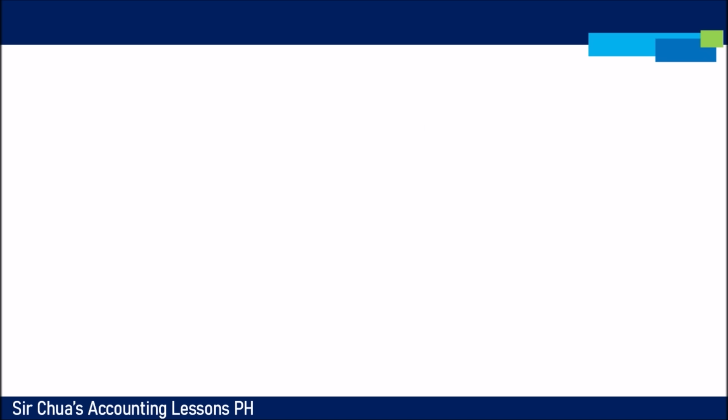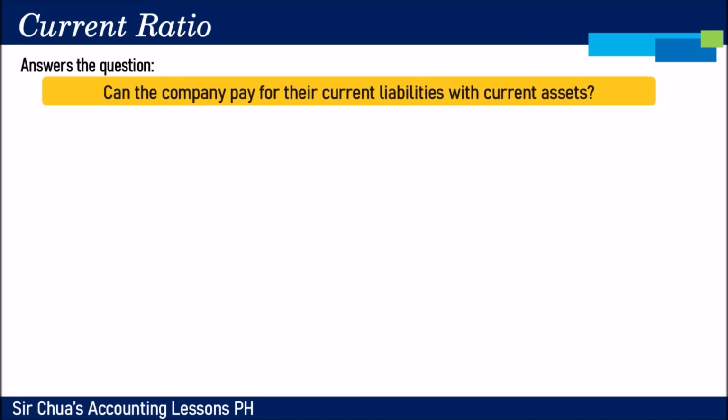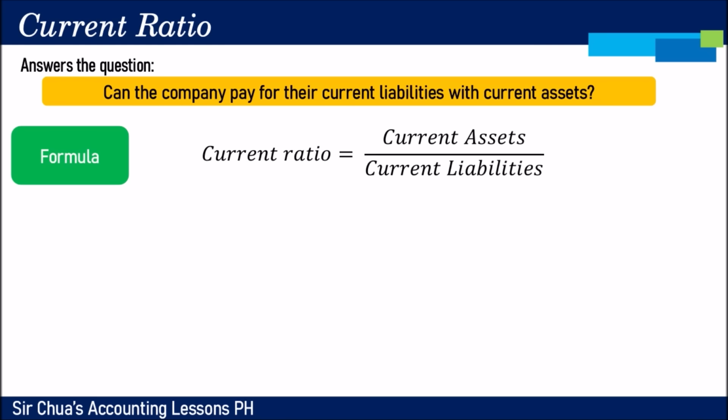Okay? Let's first talk about the current ratio. The current ratio answers the question, can the company pay for their current liabilities with current assets? Kaya bang magbayad ng company ng current liabilities kung ang patutungkulan nating pangbayad ay current assets? Okay? The formula again is current ratio is equal to current assets divided by current liabilities. Okay, so ang gagawin po natin is titingin po kayo doon sa ating handout. Meron po dyang Statement of Financial Position ni Grumpy Cat Company at meron din po dyang income statement. Doon po natin uhugutin.